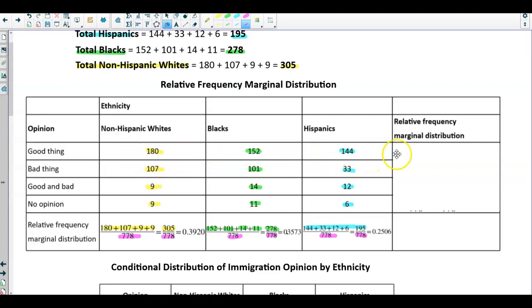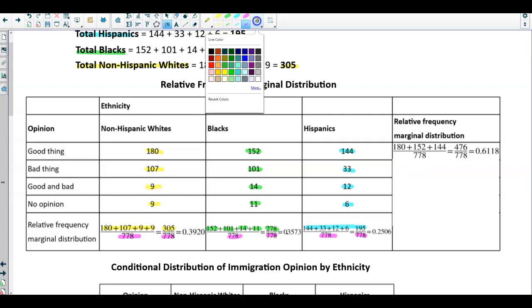Now we're going to add up the totals in the rows, and divide each by the table total. We take 180 plus 152 plus 144, and that gives us 476 for the good thing row, and dividing by the table total gives us 0.6118.